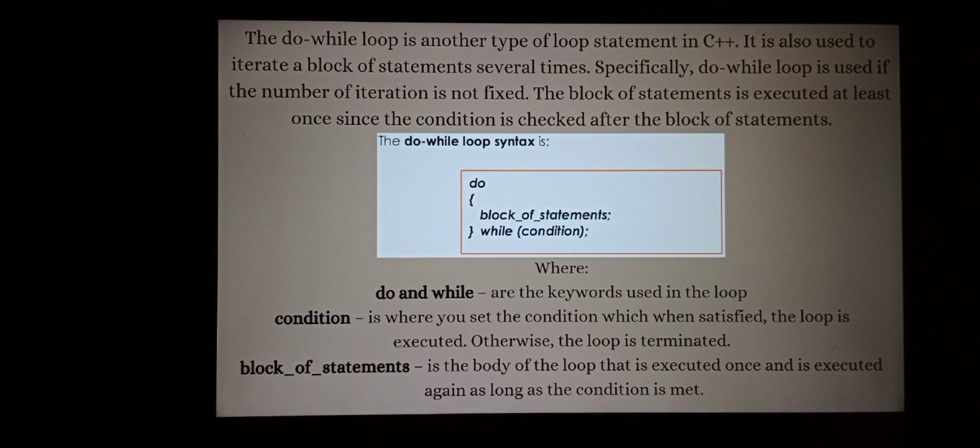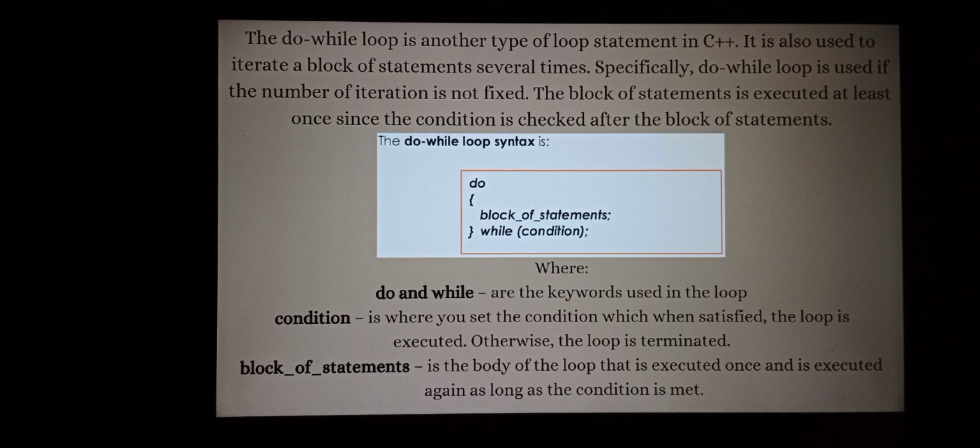The do-while loop is another type of loop statement in C++. It is also used to iterate a block of statement several times. Specifically, the do-while loop is used if the number of iterations is not fixed. The block of statement is executed at least once, since the condition is checked after the block of statement.